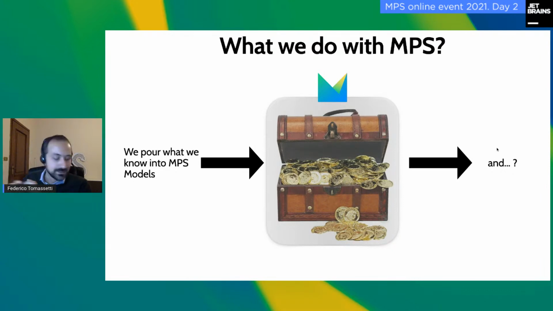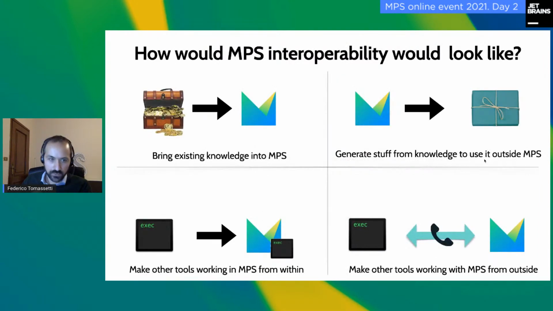Given we have this incredibly valuable asset trapped in MPS, we could think about better ways to get value out of it. So I think that MPS interoperability, so making tools communicate with MPS or the external world communicate with MPS to produce more value, can be divided into 4 different aspects. The first one is bringing existing knowledge into MPS. Let's say that your client provides you a diagram in Visual Paradigm or some requirements in Excel files, you want to bring them into MPS to combine them with the knowledge you are going to build in MPS.